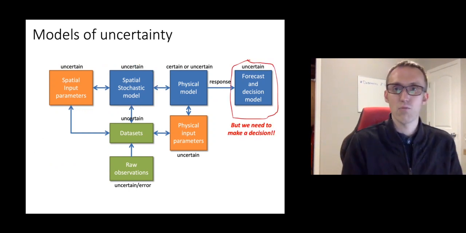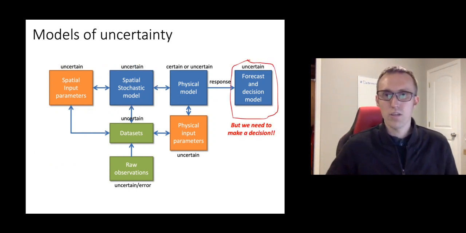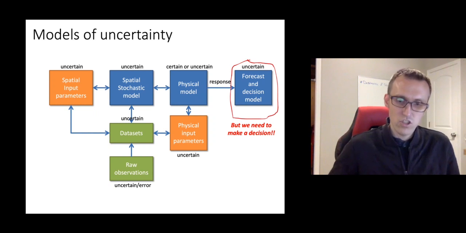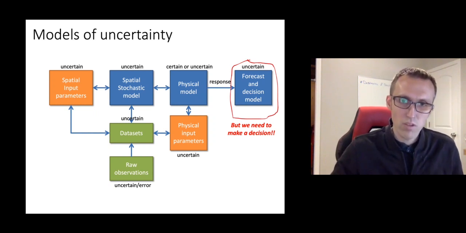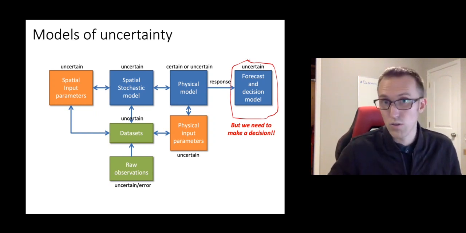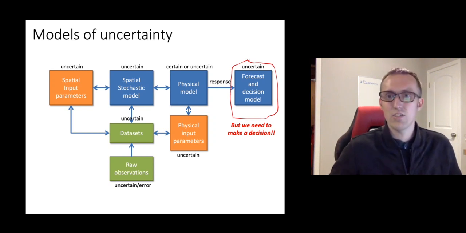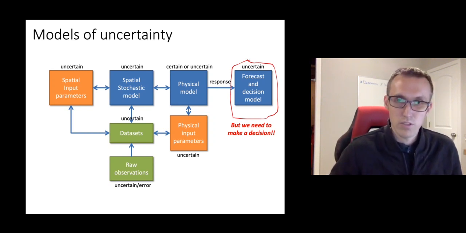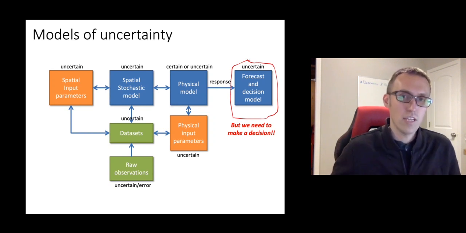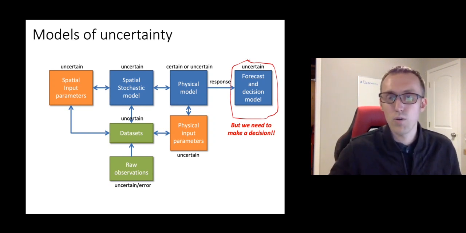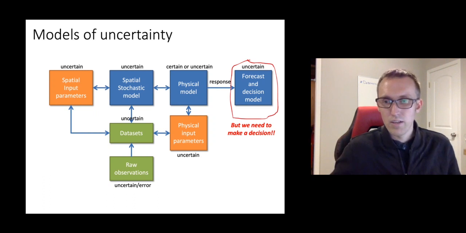And then finally, to come back to this point, we have to make a decision. There's a decision that needs to be made, which is driving all of this uncertainty modeling, which is driving all the modeling to begin with. And we need to try to focus on what's the decision. If you're in scientific research, there might not be a specific decision that has to be made, but there might be a hypothesis or a question that you're trying to answer.